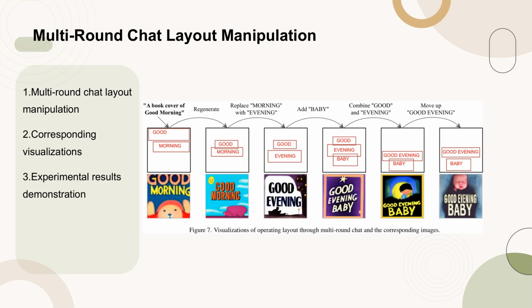Figure 7 presents the visualizations of operating layout through multi-round chat interactions and the corresponding images. This figure demonstrates the experimental results showcasing the ability to manipulate the layout through multiple rounds of chat, which is a novel approach enabled by fine-tuning a language model based on a chat model. The visualizations provide a clear representation of how the layout changes with each round of chat, highlighting the interactive and dynamic nature of this method.